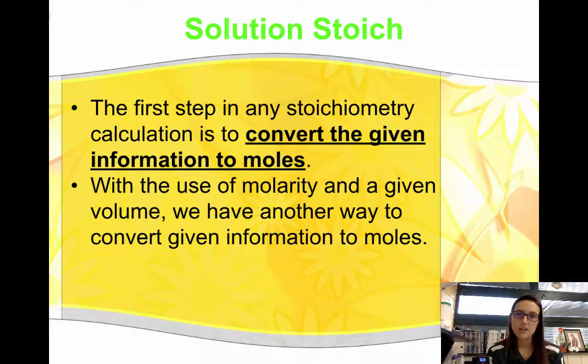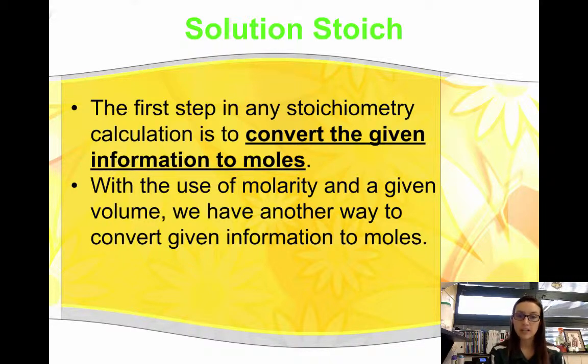So in this part of the discussion, we're going to talk about solution stoichiometry. This is going to be dealing with stoichiometry like we've done before, except now we're going to be working with solutions. The first step in any stoichiometry calculation is to always convert your given to moles. Whether it's grams, whether it's molecules, you always want to convert the given to moles. Well, now with the use of molarity, we have another way to convert information to moles.